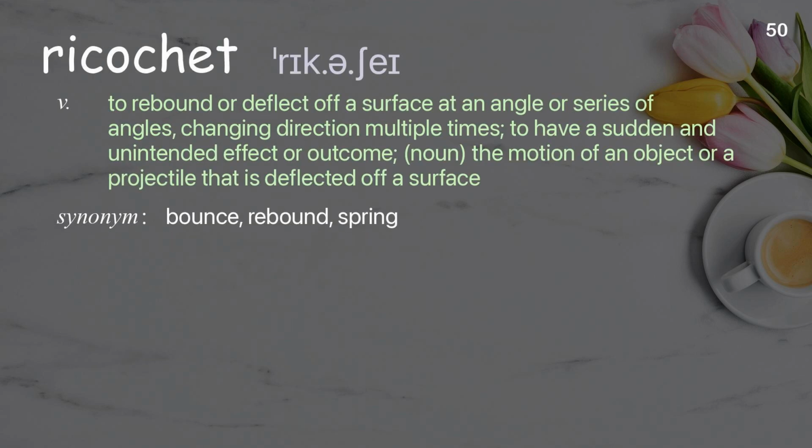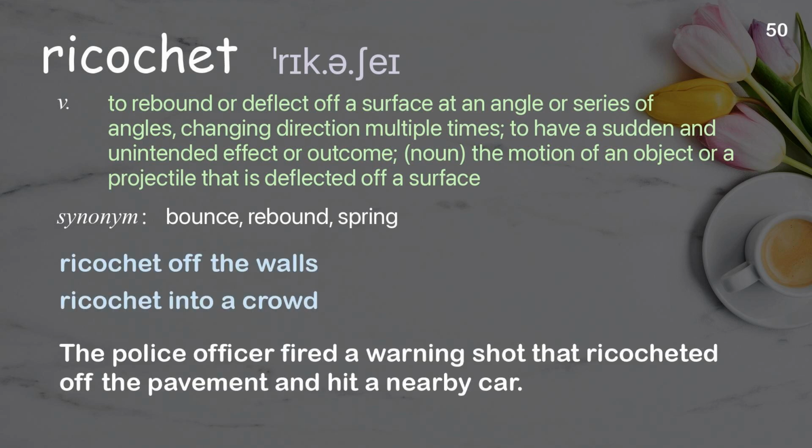Ricochet. To rebound or deflect off a surface at an angle or series of angles, changing direction multiple times. To have a sudden and unintended effect or outcome. Noun, the motion of an object or a projectile that is deflected off a surface. Examples: Ricochet off the walls. Ricochet into a crowd. The police officer fired a warning shot that ricocheted off the pavement and hit a nearby car.